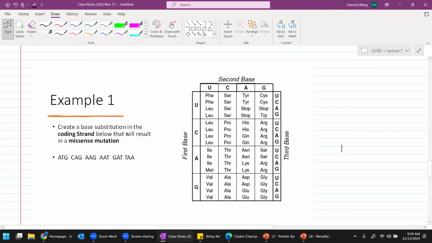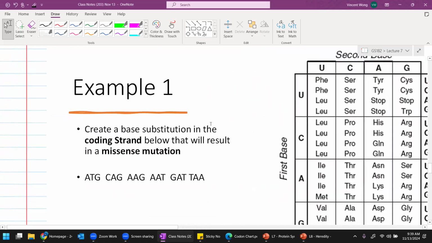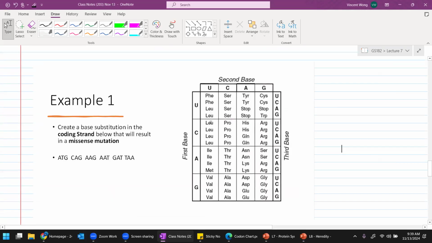And there will be questions like these on the quiz number 4. So we've learned about the different types of mutations. We learned how to identify mutations. The last thing we're going to do for lecture 7 is to create mutations of a certain kind. This is from your PowerPoint slide. Create a base substitution. By the way, there is more practice in the study guide, right? So help yourself with it.